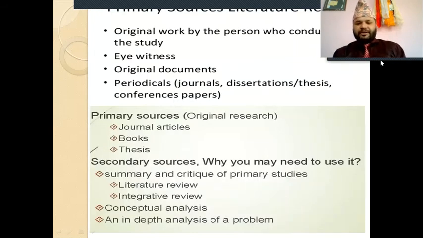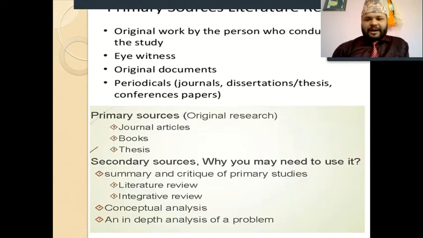Primary source of literature review. Okay, these are the things. Whenever we talk about primary and secondary literature, primary literatures are those which we witness in person. Let's say I have got this particular book which is original, written by the original author, and then we need to read it on our own. It has to be eyewitness. It has to be an original document. Periodicals can be, but it has to be authentic. Okay, the first-hand information, primary source, original research, and then secondary source.